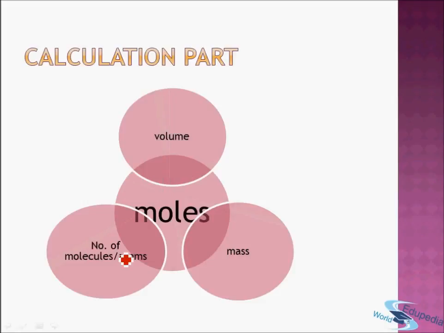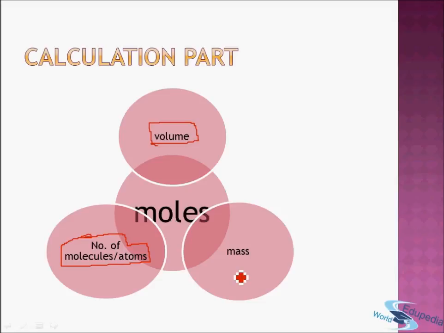See, it's a very simple diagram here. What I am saying is that even if I know any one of these quantities, moles, volume, molecules or atoms, or mass, let's say volume, then I can calculate all the rest of them. If I have information about number of atoms or number of molecules, then I can calculate moles, I can calculate volume, and I can also calculate mass of the reactants and products.